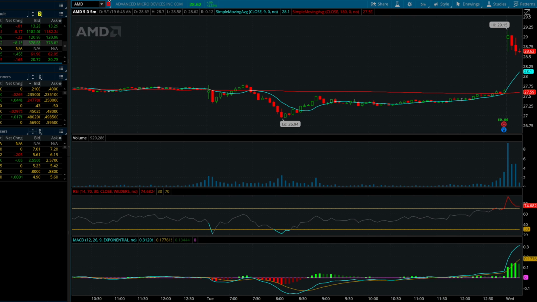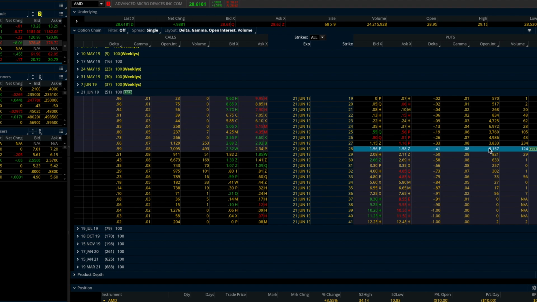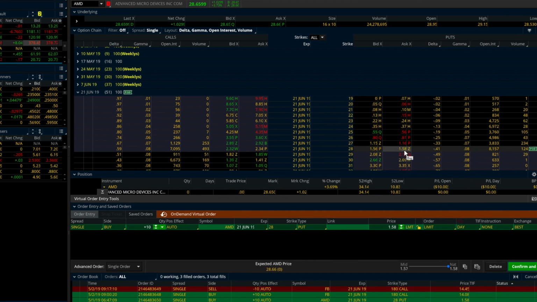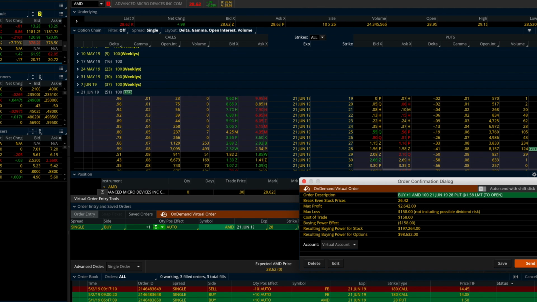Since we're going short, we think the stock is going to go down. Looks like it has another red candlestick, so we better hurry. It looks like it's going to go down, so we're going to go ahead and buy a put option. This time I'm only going to do one because I think that's a little bit more realistic. The last time I did 10 when we were doing Facebook, but this time I'm only going to do one, just because I think most people are going to start off with at least one contract. So confirm and send.